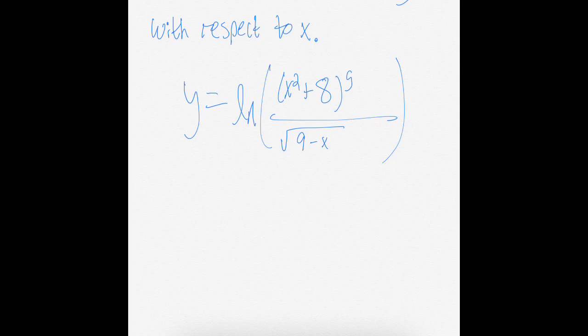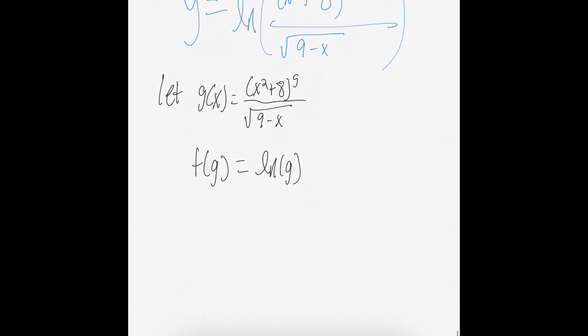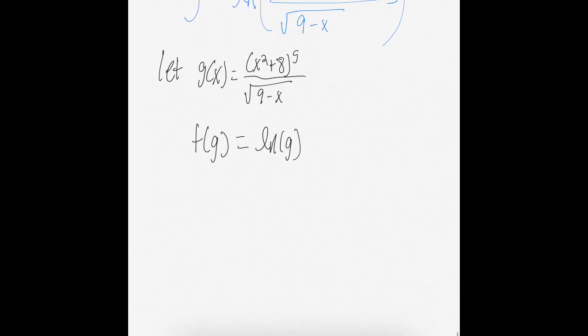So what we're going to do, I want to find a nice way to break this down, and I'm going to start with the following. Let's just focus on the inside. So let g of x equal x squared plus 8 to the 5th over root 9 minus x. And then f of g is going to be ln of g.